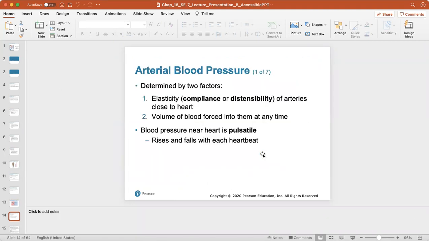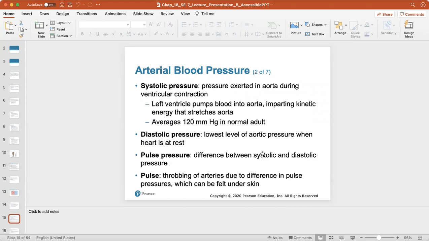Arterial blood pressure is determined by two factors: elasticity, which is compliance or distensibility of the arteries close to the heart, so how well they stretch and recoil, and the volume of blood forced into them at any time. The blood pressure near the heart is pulsatile, meaning you can feel the pulse of that, and it rises and falls with each heartbeat.